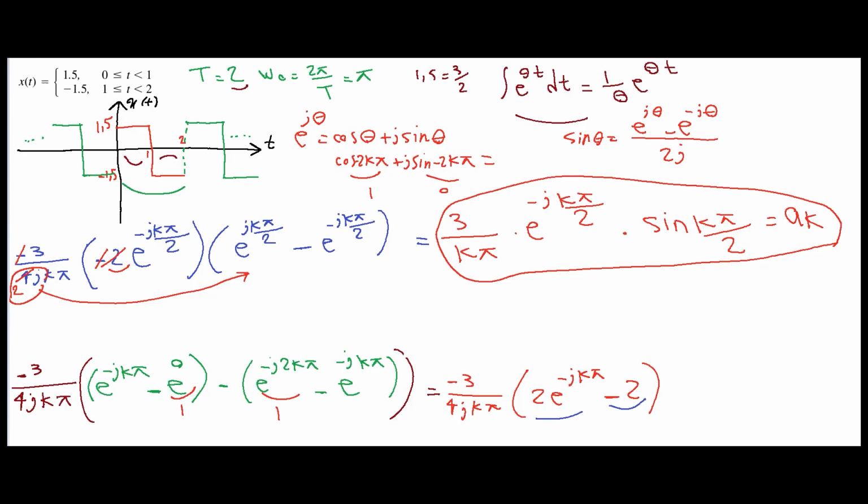Now let's compute one coefficient as an example. Suppose we are asked to find a_3. We simply substitute k equal to 3 into the final equation. This immediately gives the value of a_3.